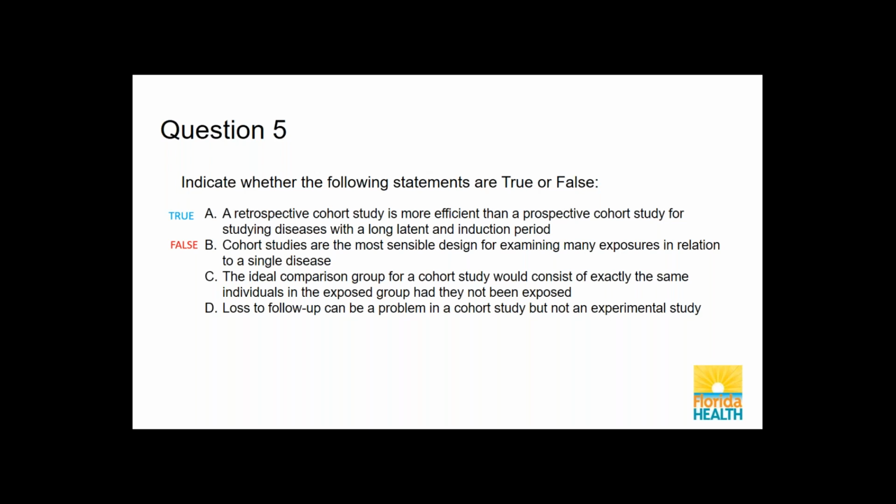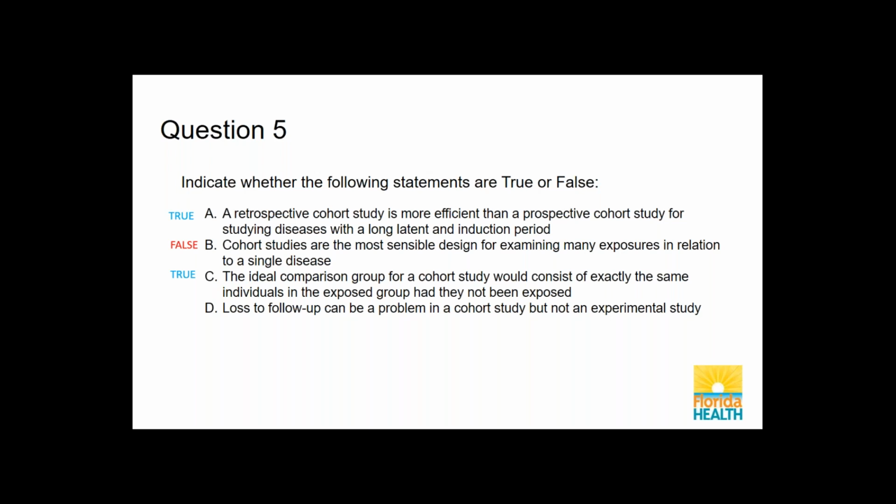You can't choose both answers. So that is true. Yes, that is true. We're assessing exposures, and we're going to want them to have the same age, the same sex. We're going to want those groups to be similar, or as close as possible to each other, except one has been exposed and the other has not.